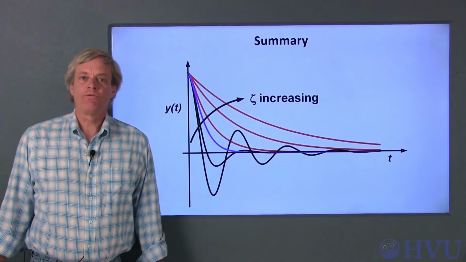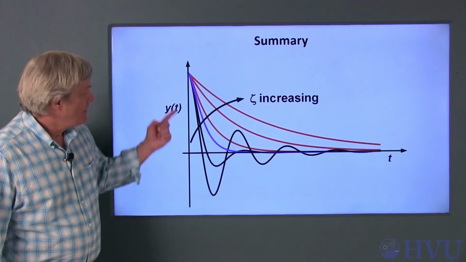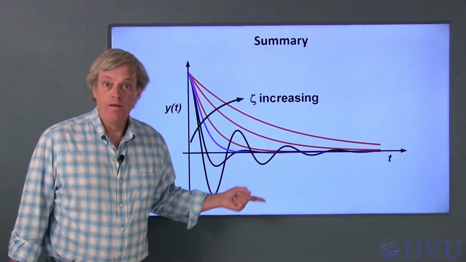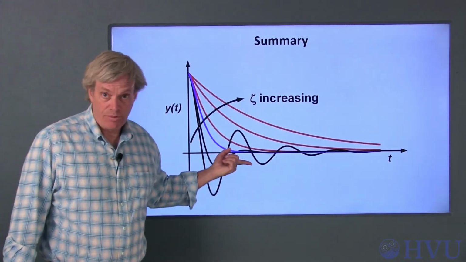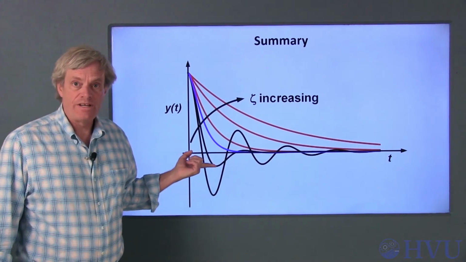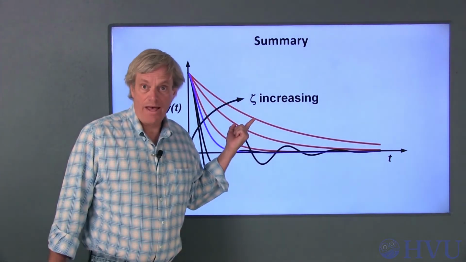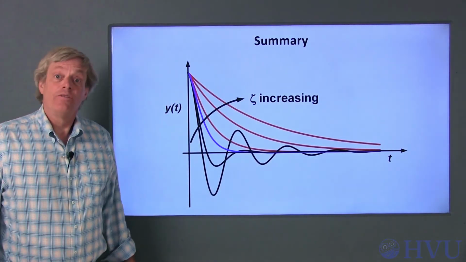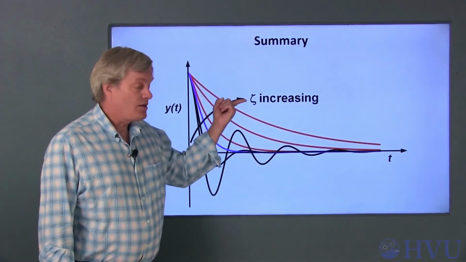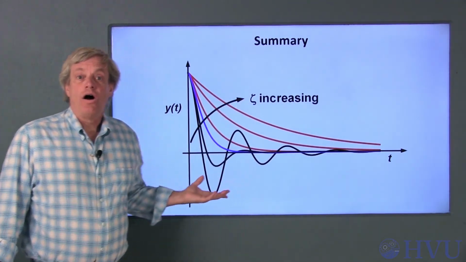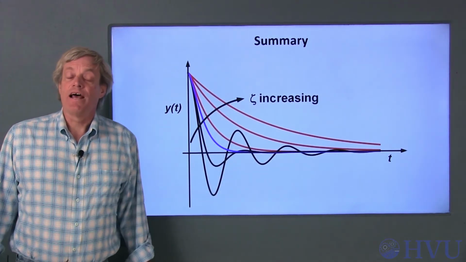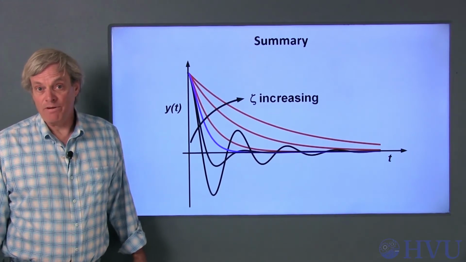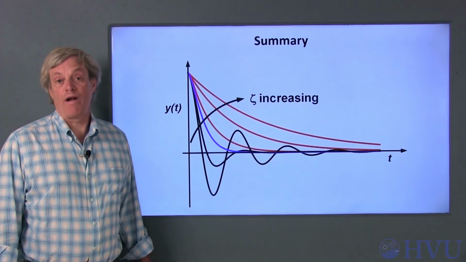Finally, let's compare the responses of all three types of systems. The black lines are underdamped system responses. These responses can oscillate. The critically damped response, shown in blue, doesn't oscillate. Overdamped responses, indicated in red, don't oscillate, but they can respond slowly if the damping ratio is high. The overall trend is that damping ratio increases in this direction. All of these responses are for systems that have the same natural frequency. In general, increasing the natural frequency at a specific damping ratio will cause the system to respond more rapidly.